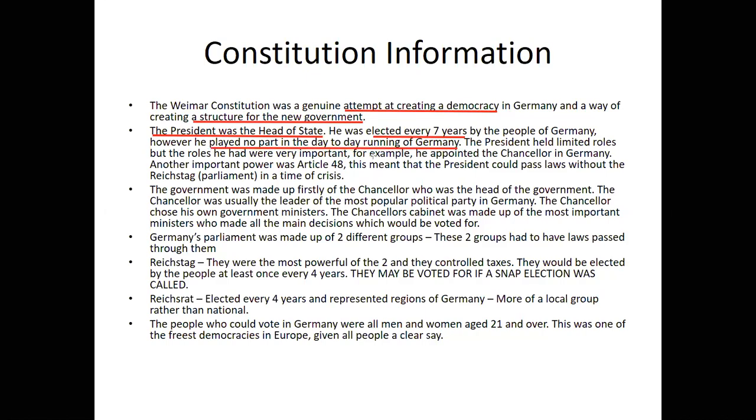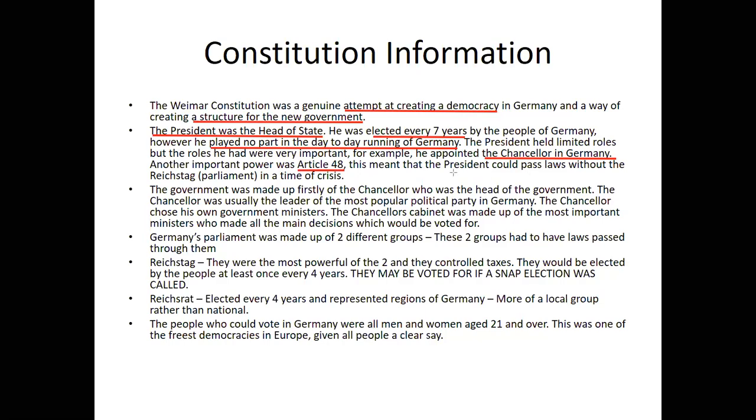The president had limited roles, but the roles he had were very important. For example, he appointed the chancellor in Germany. Another term we can use for chancellor is the prime minister, the person who runs day-to-day jobs. Another power that the president had that was really important was Article 48.